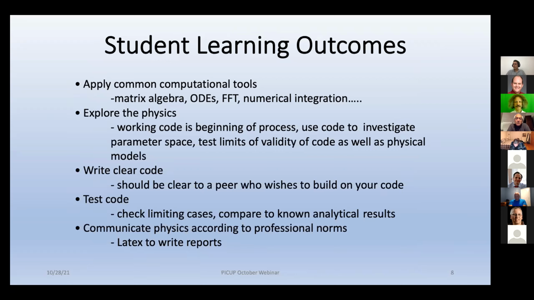We want them to use the code to investigate other parameters, to test what the limits of validity of the code are, as well as what the limits of the physical model that underlies whatever they're doing are. So we really want them to go beyond just, okay, I've done the assignment you asked me to do, my code works. No, that's just the start.